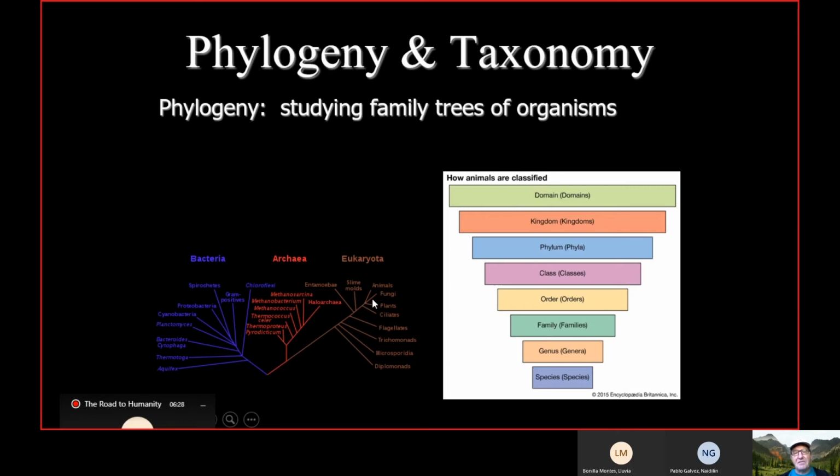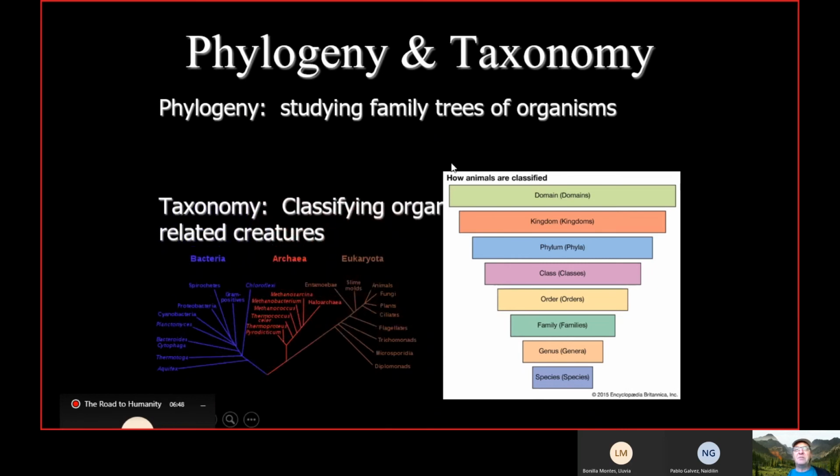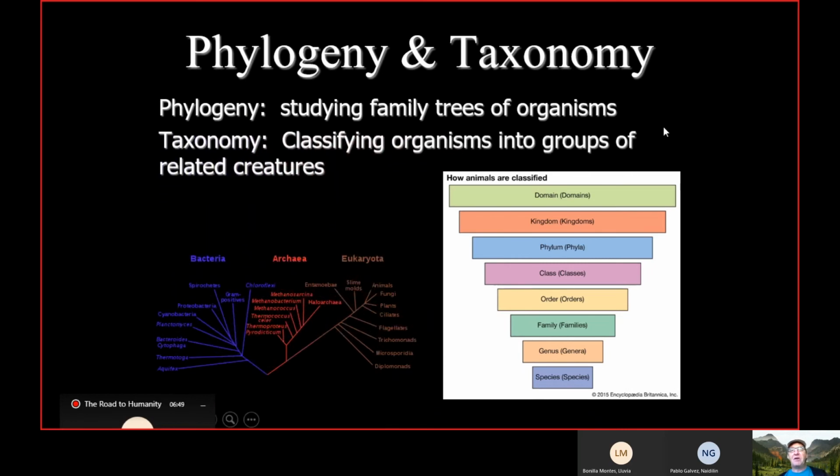Here's the plants. Here's the fungi. So we're more closely related to these guys than we are to these guys. So we're looking at relationships over time and evolutionary change and what's happened to our DNA as well. The other term, taxonomy, is when we classify organisms into different groups. And these are the terms that we use in taxonomy.